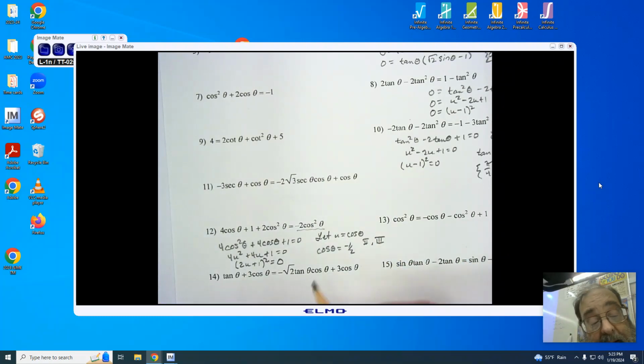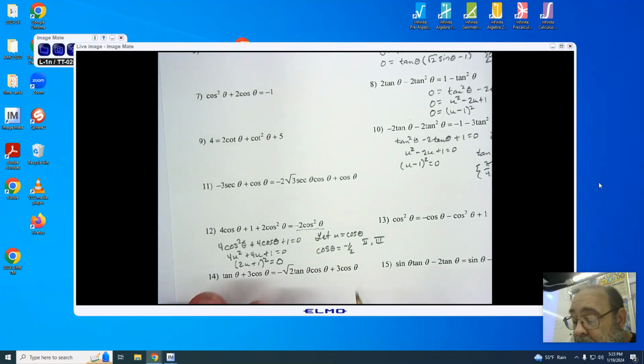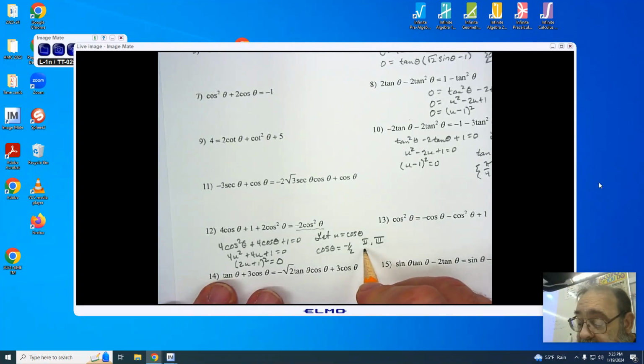So my first answer, let me think about this for a minute, make sure I'm not messing up. And yes, that is right, pi over 3. Getting a little bit tired here. So in the second quadrant, that's 2 pi over 3. And in the third quadrant, that is 4 pi over 3. And these are now my two solutions.